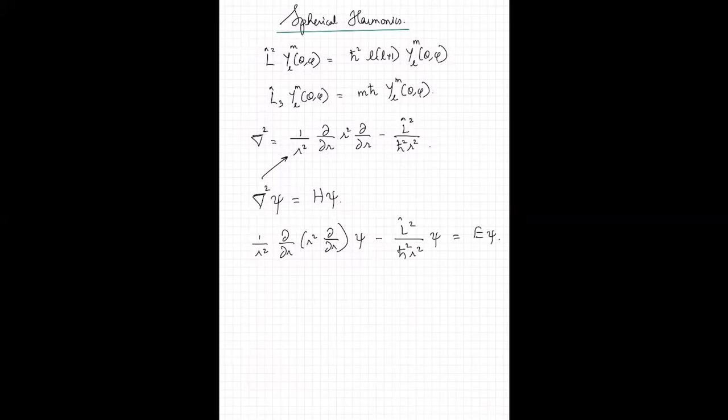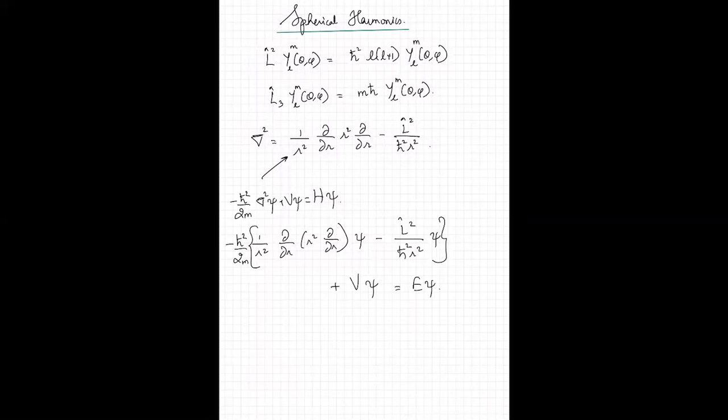Okay, sorry, this is not just del square, this is just kinetic energy. The Schrodinger equation is minus h bar square over 2m del square psi plus V psi equals H psi, right? So I should multiply the whole thing here by minus h bar square over 2m. This is the kinetic energy piece, plus V psi equals E psi. This is the Schrodinger equation.